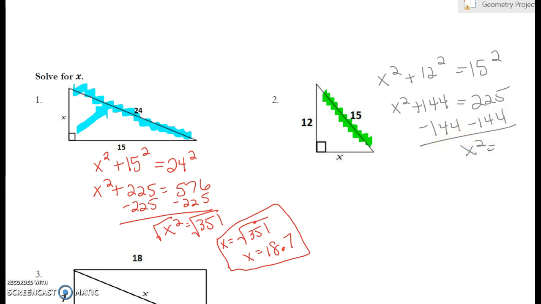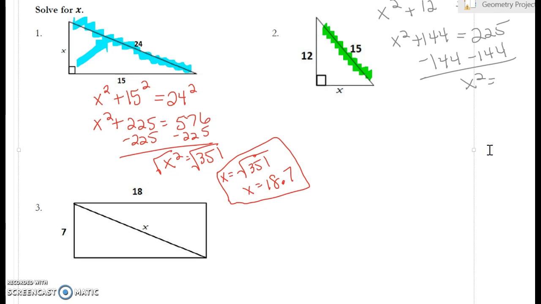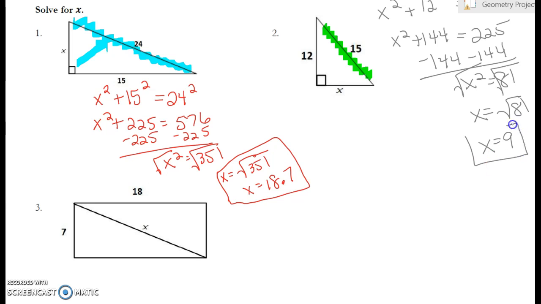And then 225. Hold on. My tablet. 225 minus 144 is 81. Uh-oh, what's going on? And so now to get rid of a square, I'm going to square root it. And square root of 81, I don't want you to leave that way. You should recognize that the square root of 81 is 9. And so when you have a perfect number, I want you to find that perfect number. Okay, last one.